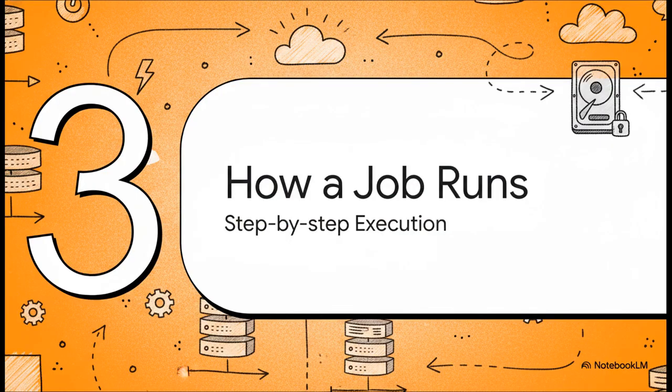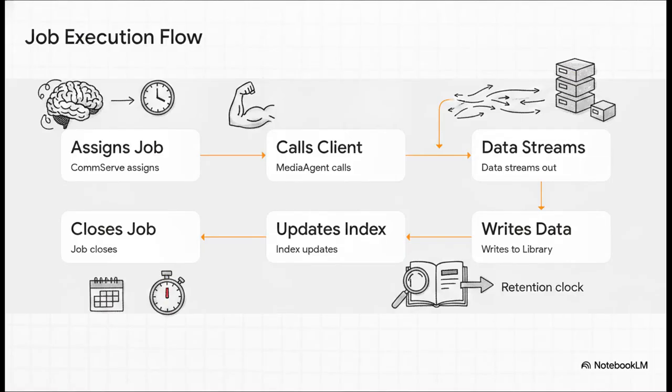All right. Section 3, how a job actually runs. This flow is going to feel incredibly familiar to you. First, the schedule fires and the CommServe brain wakes up. It sees a subclient is due, so it picks a media agent from the storage policy and assigns the job. The media agent, our muscle, then calls the client. Data starts streaming out of the client to the media agent where it gets deduplicated. Only those unique blocks are actually written to the library. Finally, the index cache gets updated so you can actually restore the data later. And the CommServe closes out the job, starting the retention clock. Brain directs muscle, muscle pulls from client.